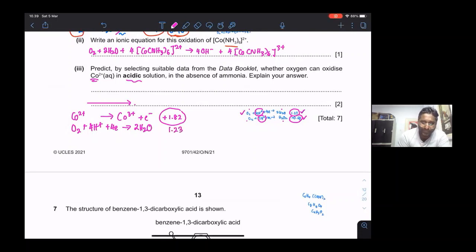Because this value is smaller than 1.82, whether this reaction can or cannot oxidize, the answer is yes, in this case they are going to go to the right. The answer is yes, oxygen can oxidize cobalt 2+ in acidic condition, in the absence of ammonia.